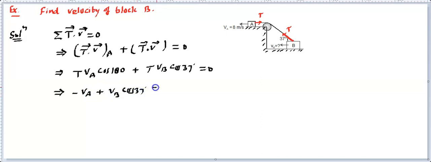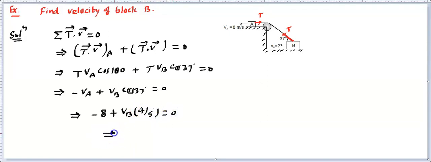And we know what the cos 37 is. So from here we can find the value of VA, or we can put the values directly. So VA is given to us as 8. So we will write it as minus 8 plus VB, which is something we are looking for, cos 37 is 4 by 5. So this will give us the final answer equal to 0.